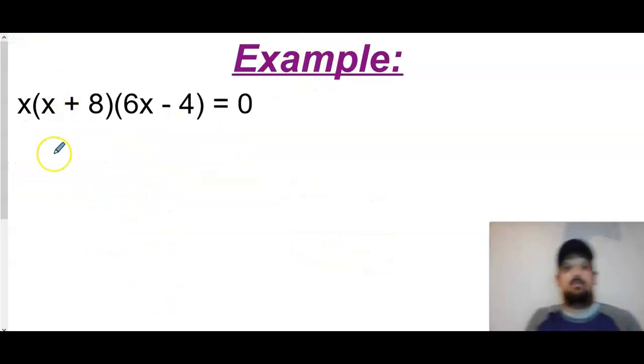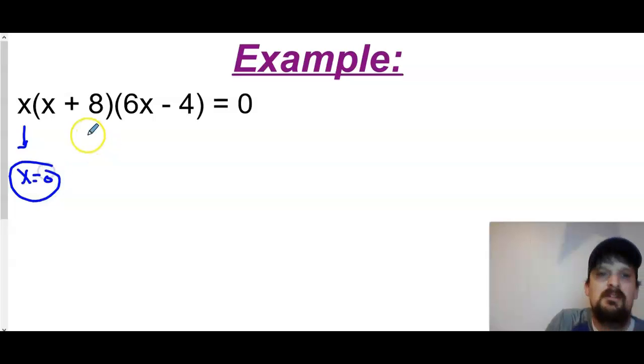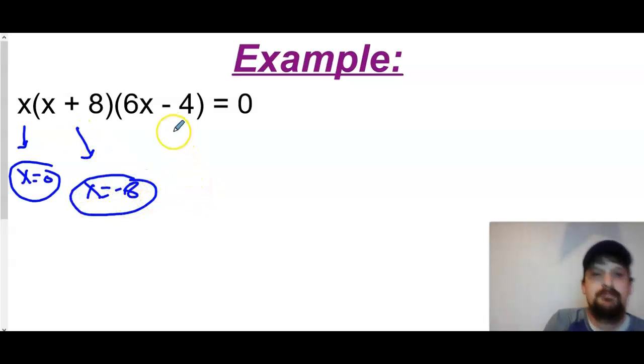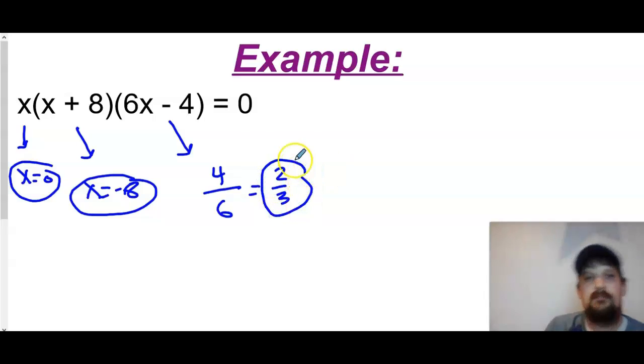Okay, let's try this one. So first with this x, we're just going to bring it down and set it equal to 0 for our first answer. Okay, x plus 8. You would set that equal to 0, and you get x equals negative 8. It's just the opposite. Okay, in this one, what's the opposite of negative 4? That's positive 4. Divided by what's in front of the x. It is a 6, which simplifies to 2/3. And there's my third answer.